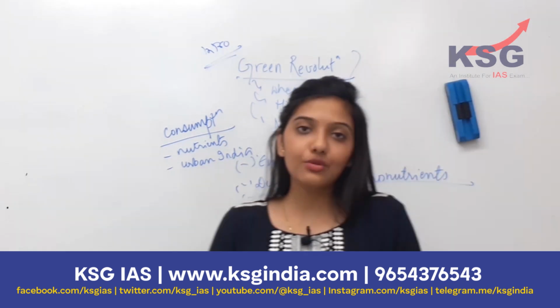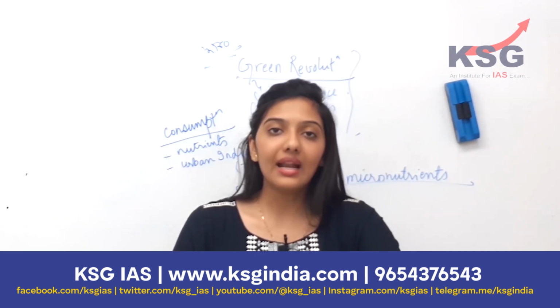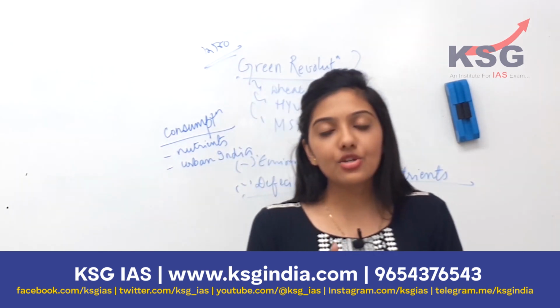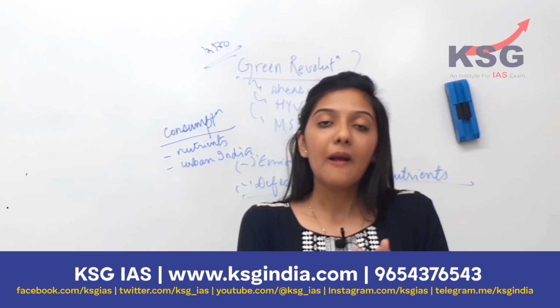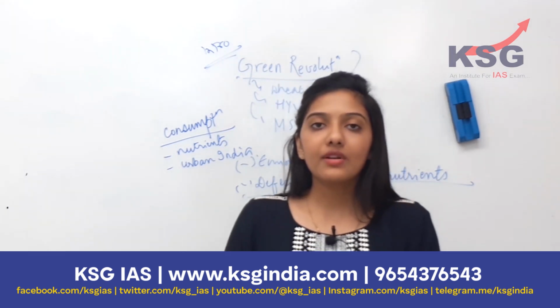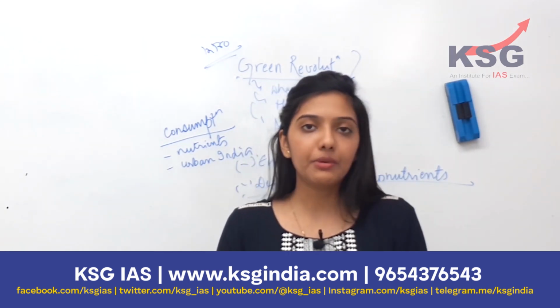I suitably concluded the answer by mentioning that there has to be a diversification of diet and a diversification of what crops the farmers are producing, and that should be incentivized by agricultural marketing support from the government. So if MSP is equally provided for millets, or if the government is providing support, then farmers could migrate to producing millets.